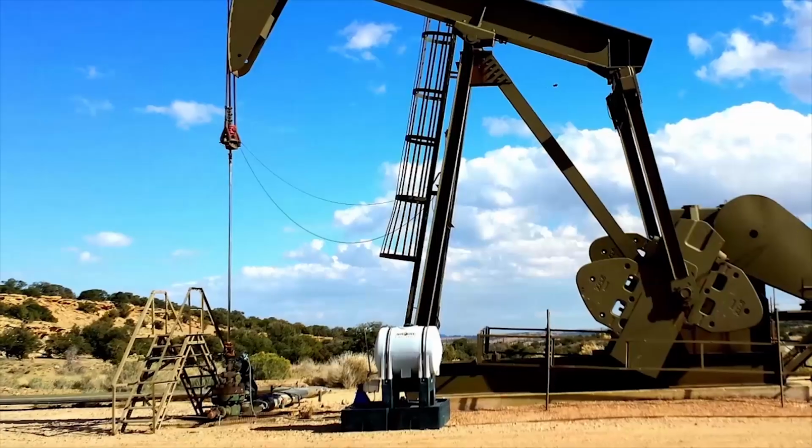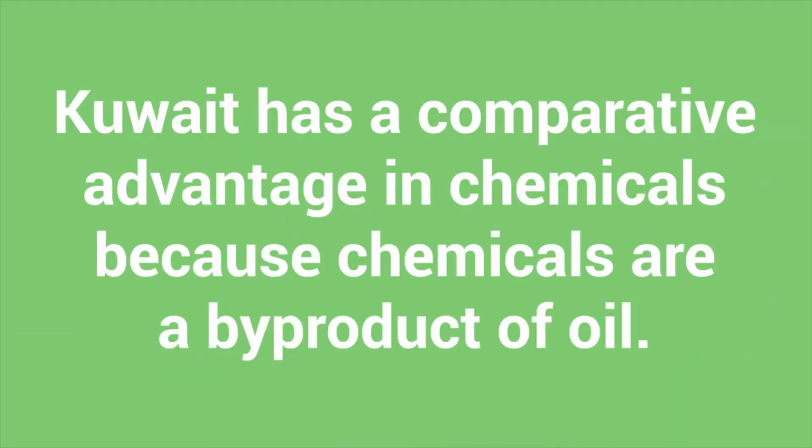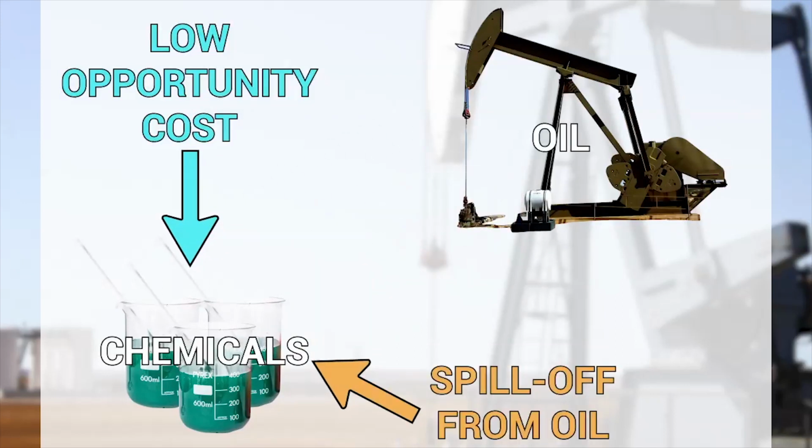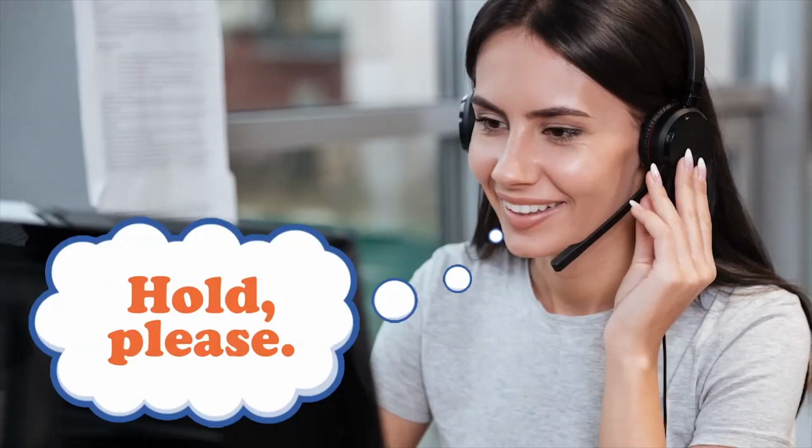Kuwait produces oil and also chemicals. It has a comparative advantage in chemicals because chemicals are a byproduct of oil. Its opportunity cost for producing chemicals is relatively low because of its spill-off from its oil, meaning it's almost free to go produce it. Moving on, second, Filipino customer care.